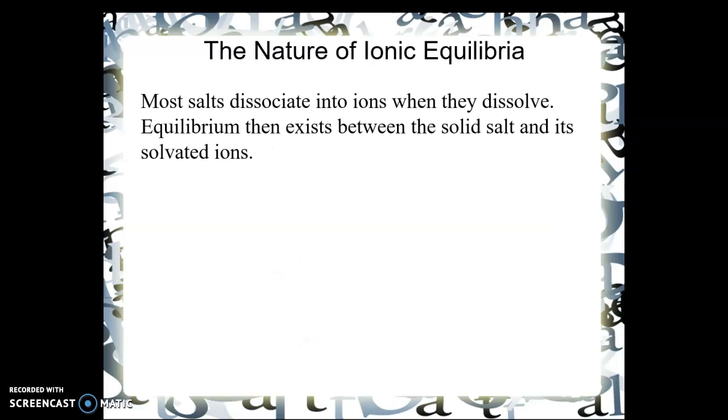Most salts dissolve into ions when they dissolve. Equilibrium is then established between the solid salt and its solvated ions. Here's an example. Lead sulfate solid is in equilibrium with lead 2+ ions and with the sulfate ion.